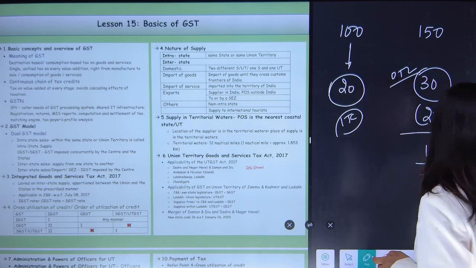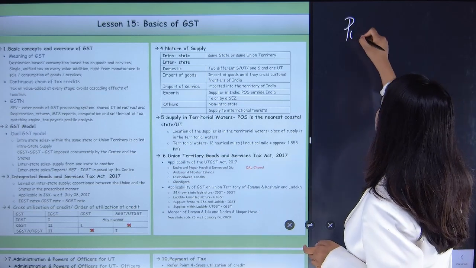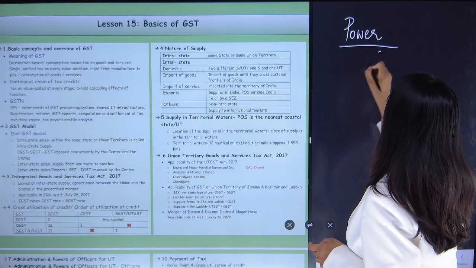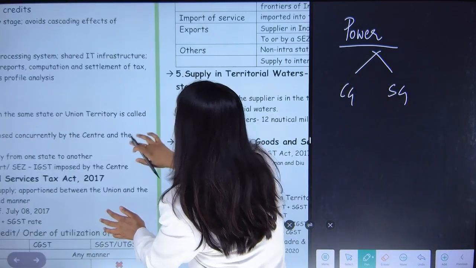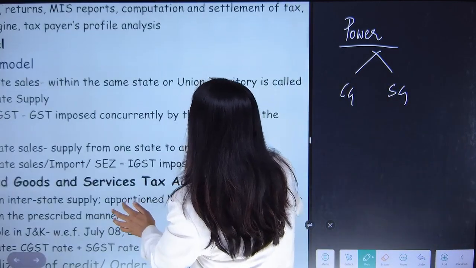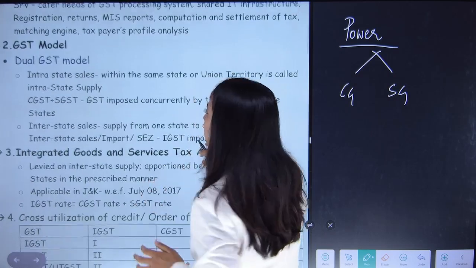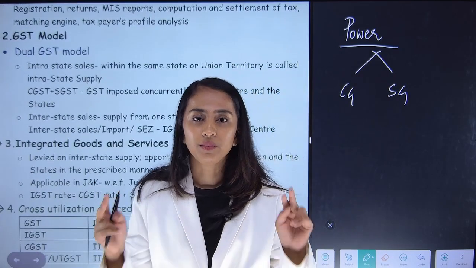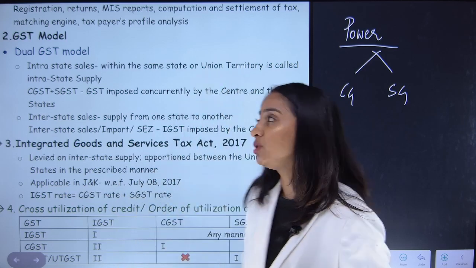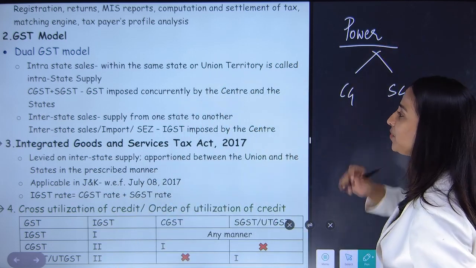Next, dual model of GST. Who has the power to levy GST? So both central government and the state government have the powers. So let me just zoom this for you. Okay, dual GST model, not just state government, not just central government, both of them, dual powers. So that is why it's called dual GST.